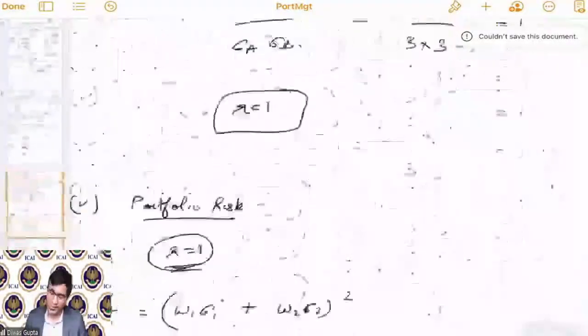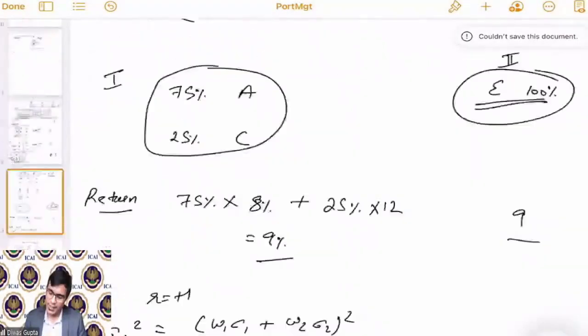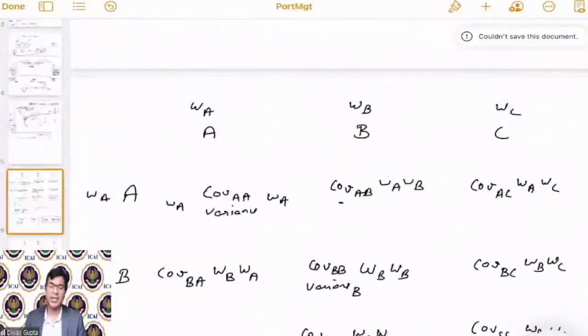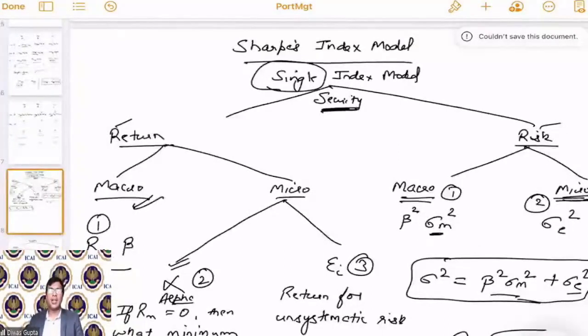Okay, and apart from that, we studied the Sharpe's index model. So this is the matrix approach that we studied today, correct? Then we studied the Sharpe's index model, where we said that the return and risk are based on a single index, which is a market index, rather than finding out the covariances, rather than finding out the correlation coefficient between the securities. You just measure your security in relation to the market index. Hence, it is called the single index model.